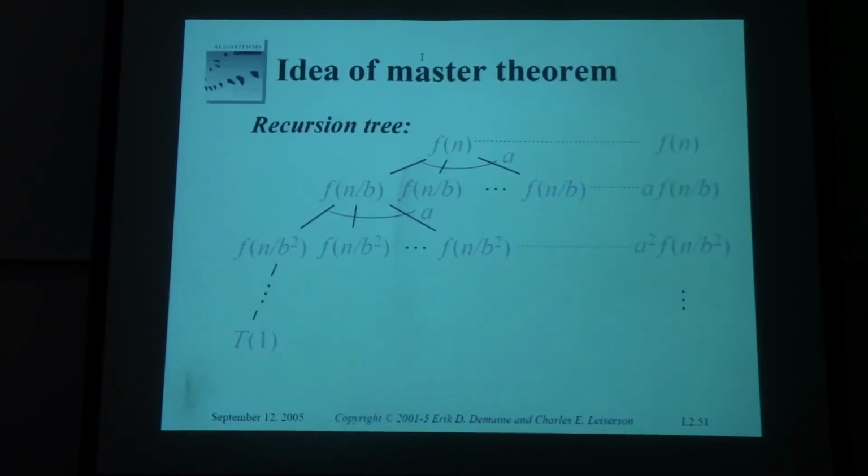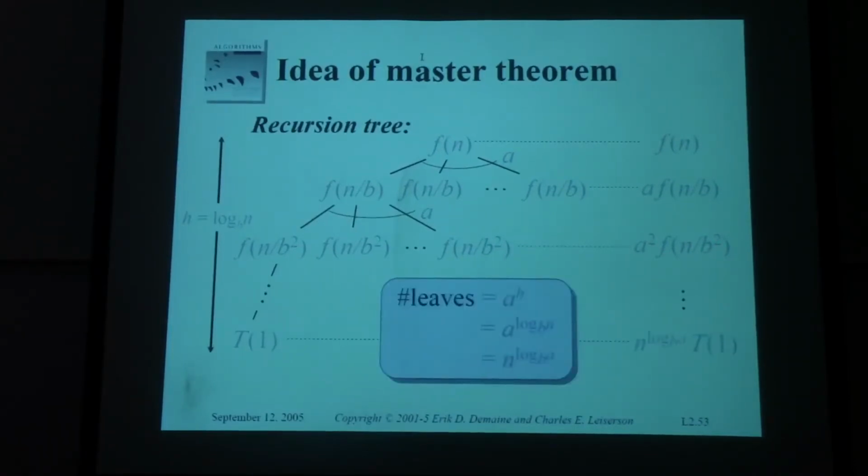Okay, so you can see what's going on here. So here we have a to the 0, f of n, divided by b to the 0. This is a to the 1, f of n over b to the 1, a squared, f of n over b squared, etc., all the way down to unity. Okay, so the height of the tree is always going to be this, and the number of leaves is going to be a to the h.